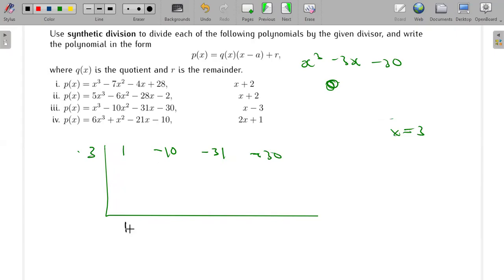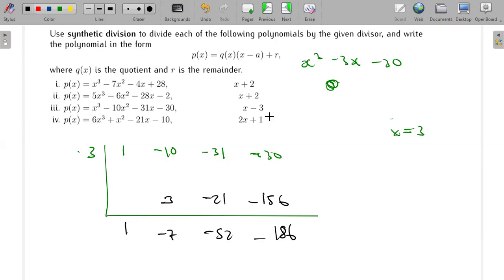So here when you add, you get 1. There you multiply, you just get 3. Here you add, you're going to get negative 7. Negative 7 multiplied by the 3 gives us negative 21. You add here, you get negative 52, because that's 2, that's 5. You multiply that, you get negative 156. Then when you add, you get negative 186. So this is what we get.